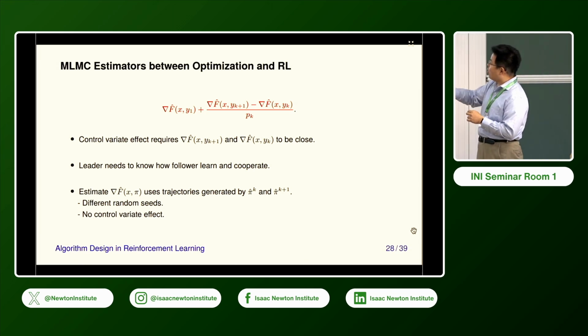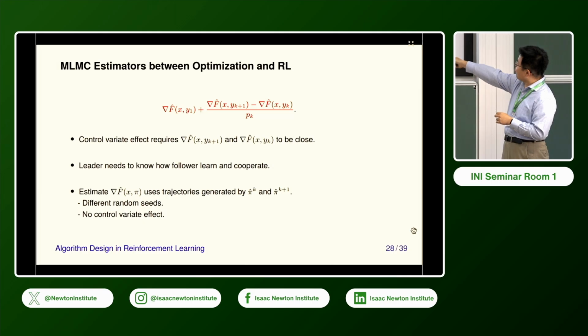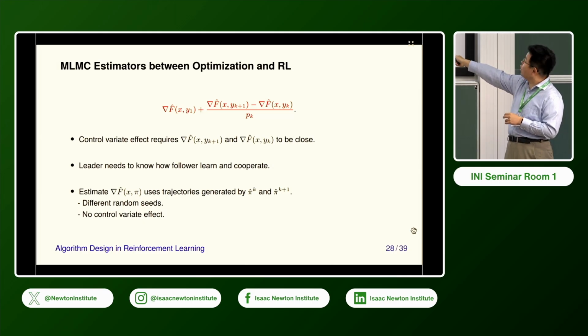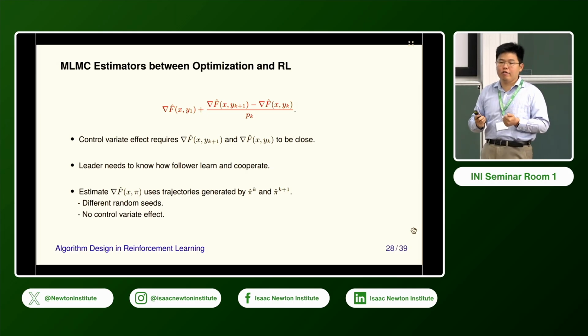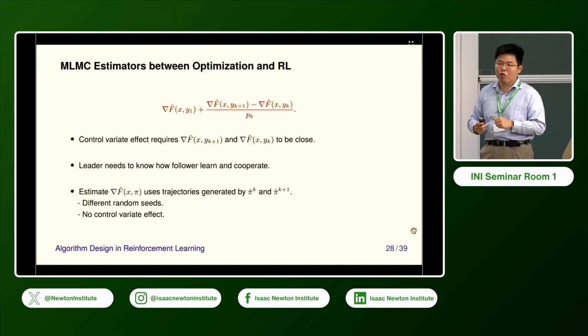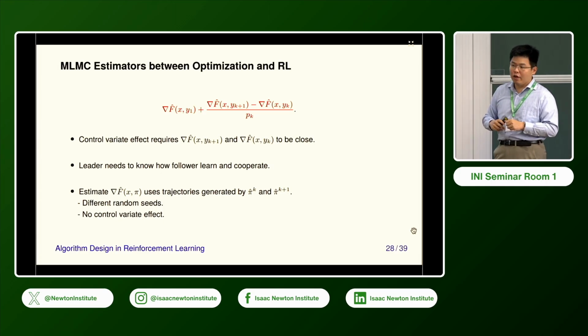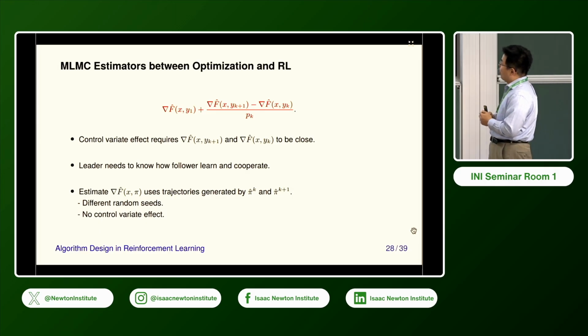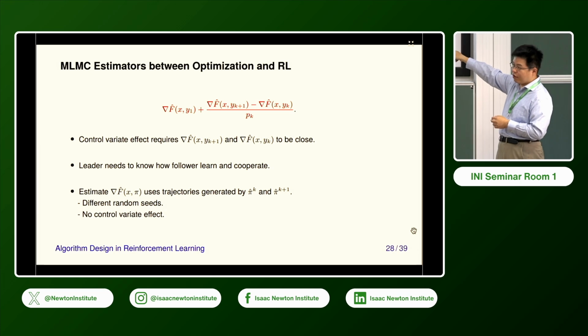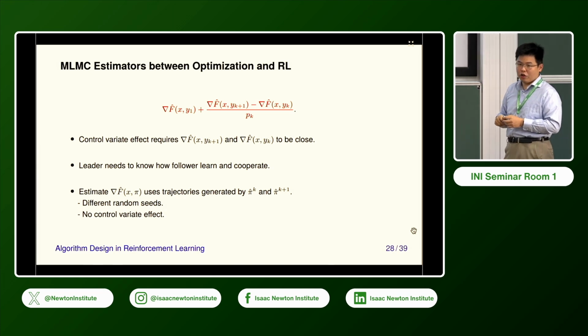As I described in optimization, for this type of estimator to work, you really need a control variate effect. This neighborhood difference needs to be small enough so that you can hedge against the negative effect of dividing by the small p_k. So y_{k+1} and y_k need to be close. But in reinforcement learning settings, when we estimate these hypergradients, we are using trajectories generated by near-optimal policies.